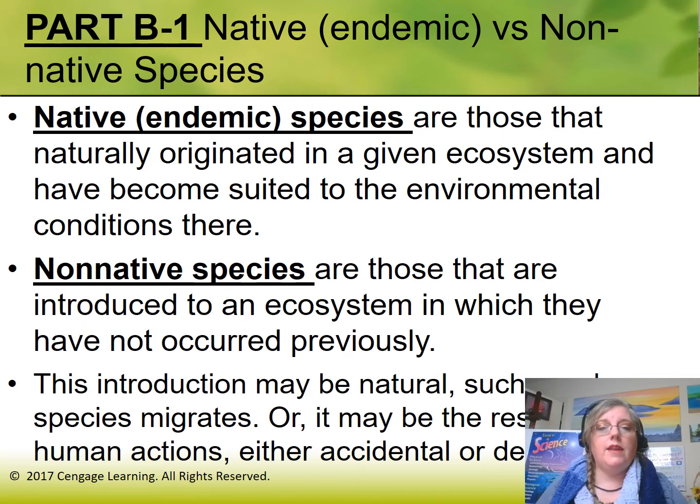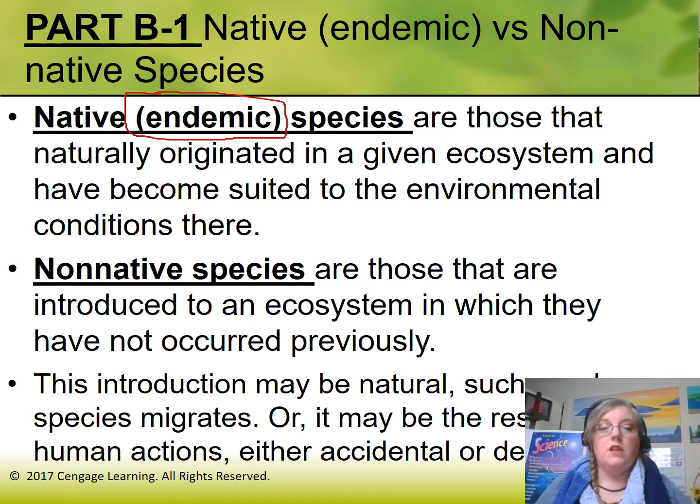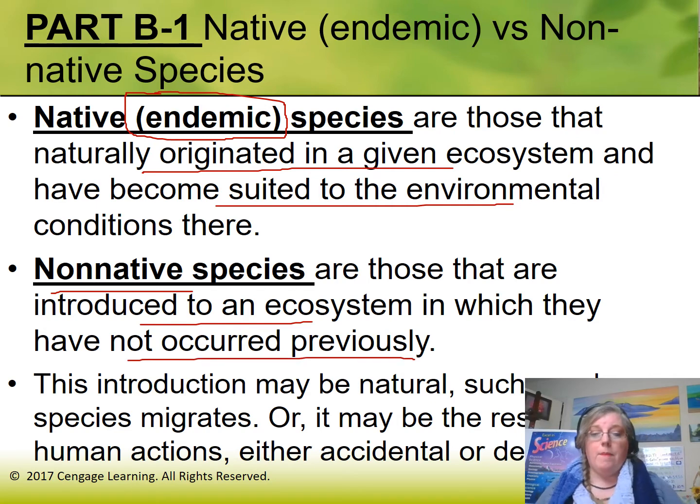Okay, the first part is native versus non-native, and what you'll see quite often is the word endemic. Endemic also means native, means it comes from that place. So I added it in there. Native and endemic is the same thing. So the native species are those who are naturally originated in a given ecosystem and have become suited to the environmental conditions there. Non-native species are those introduced into an ecosystem which they have not occurred previously.